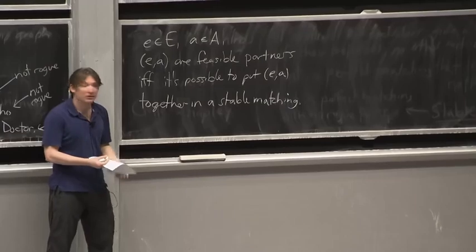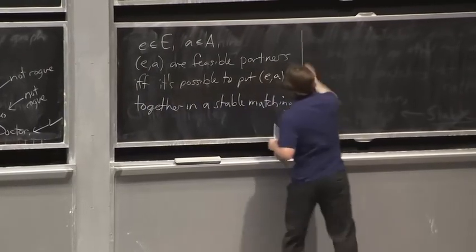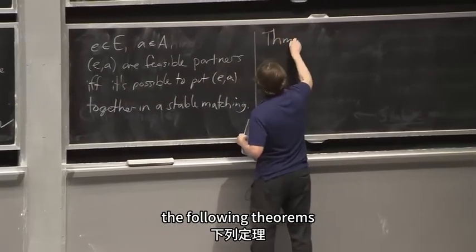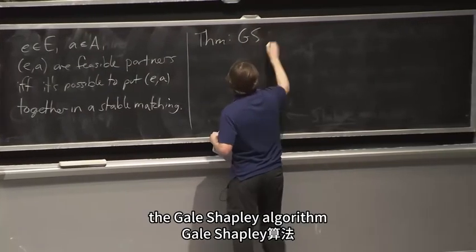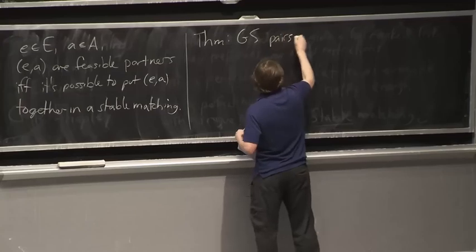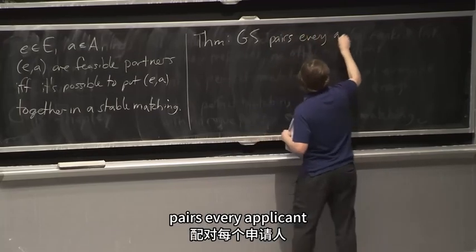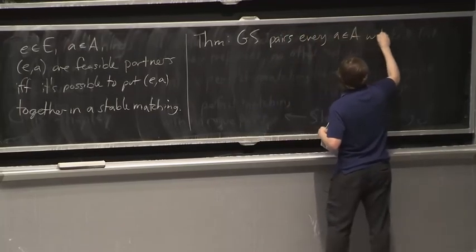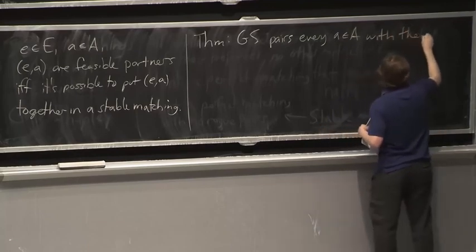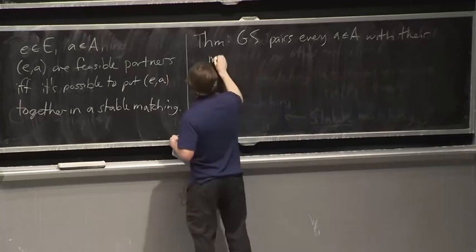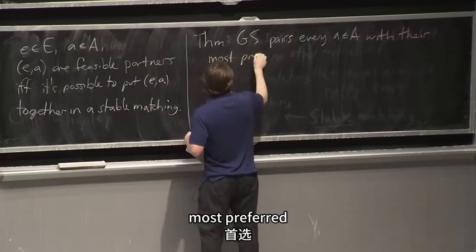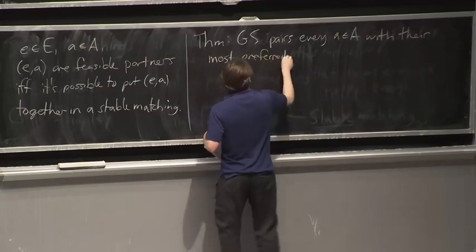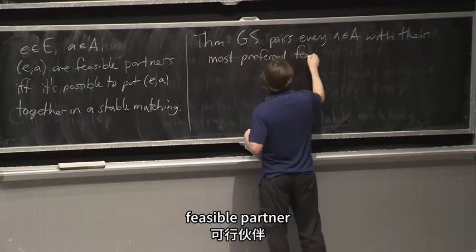All right? And now we have the following theorems. The Gale-Shapley algorithm pairs every applicant with their most preferred feasible partner.